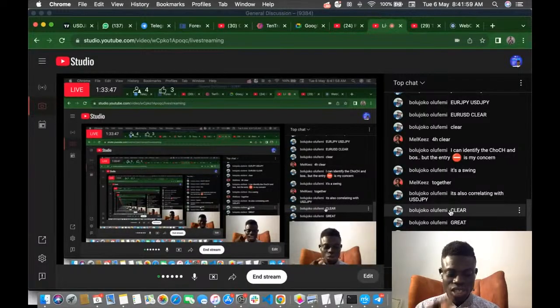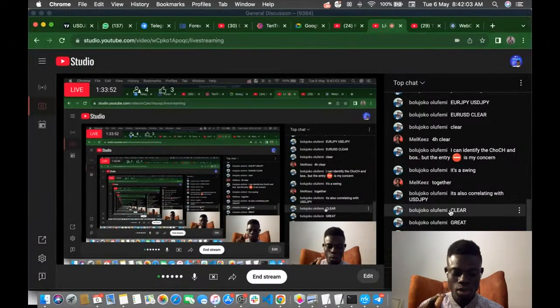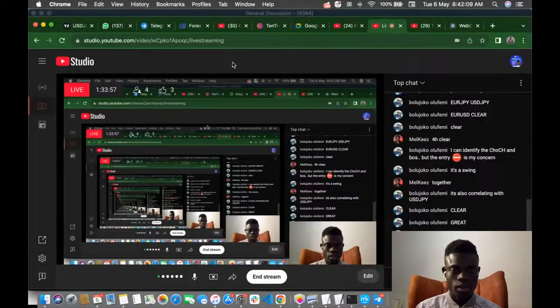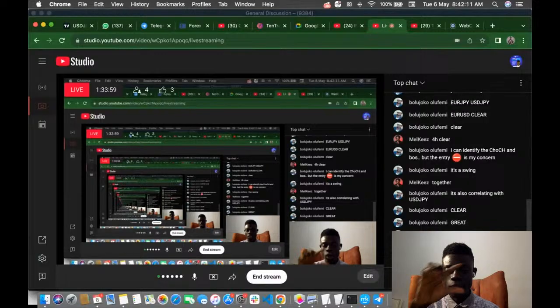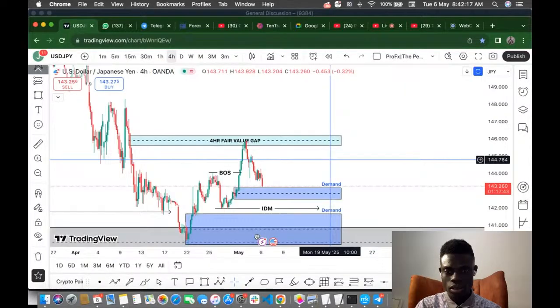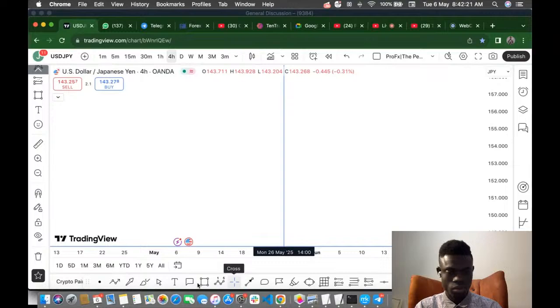I said the candlestick is the first entry model. The candlestick that forms after IDM is your first confirmation entry. Then the second one is the other block like this. So let me put that out. I said it already. I was mentioning the entry confirmation model.